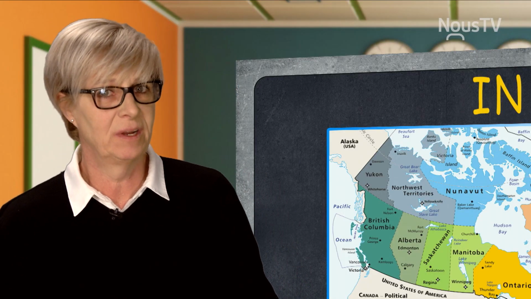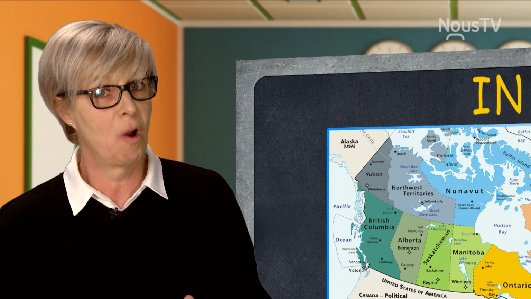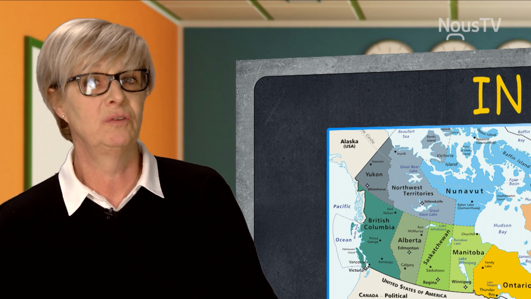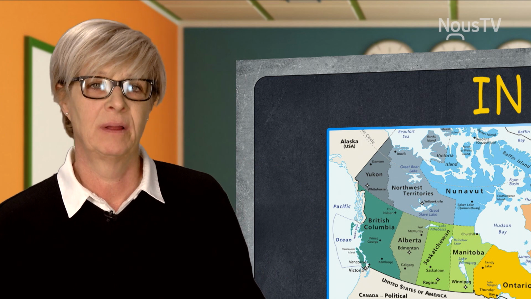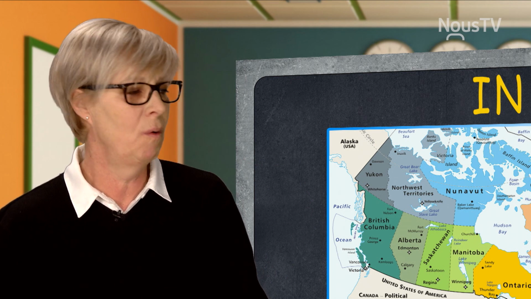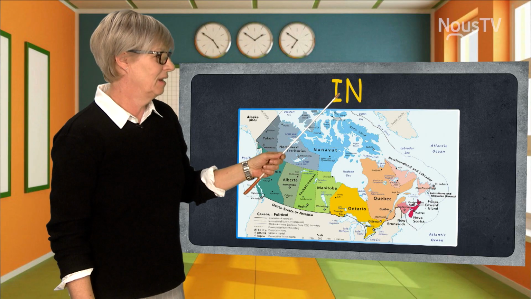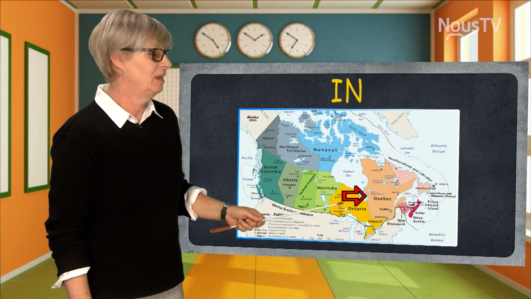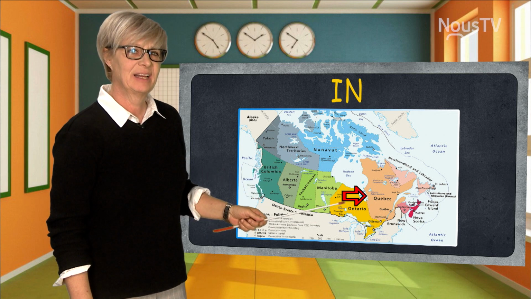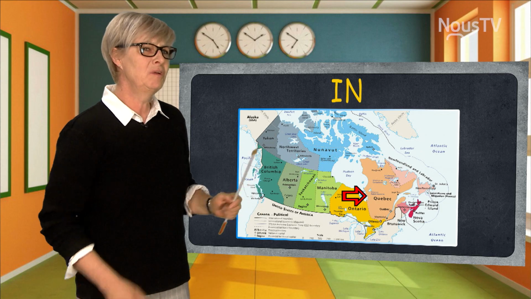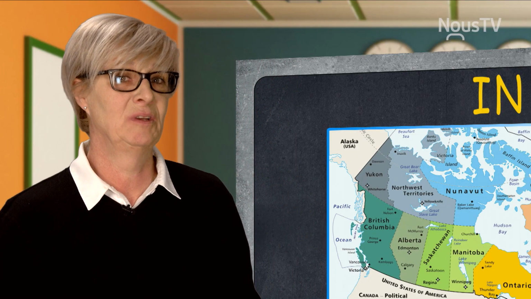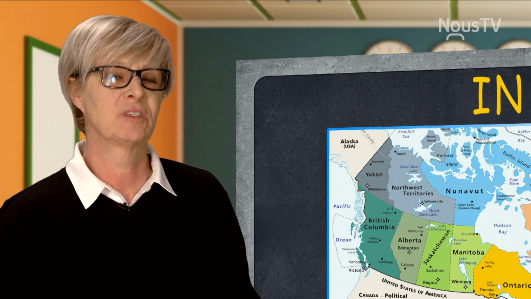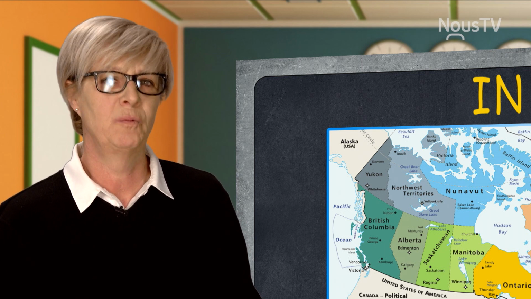Again, the difference when you use go, you have to use to. I am going to Montreal. But if you don't have go, it's in. We are in Quebec. Where do you live? Do you live in Montreal? Do you live in Ontario? So for geography, we use in.